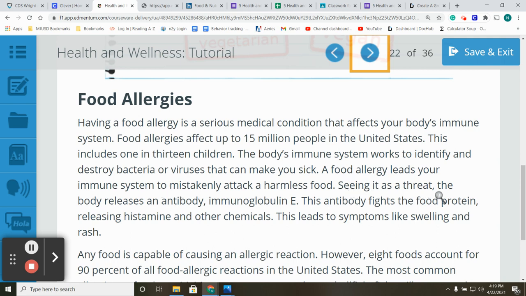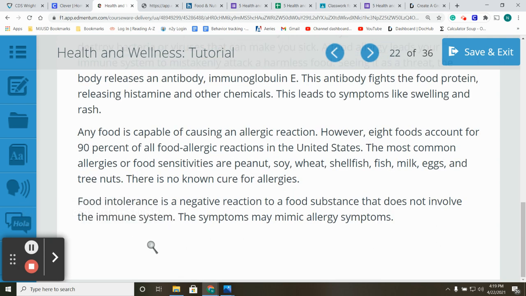Seeing it as a threat, the body releases an antibody called immunoglobulin E. This antibody fights the food protein, releasing histamine and other chemicals. This leads to symptoms like swelling and a rash. Any food is capable of causing an allergic reaction.